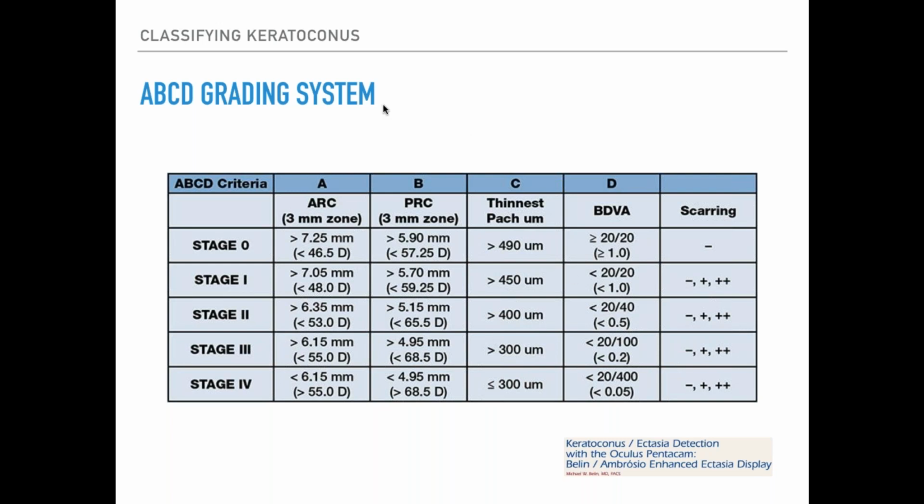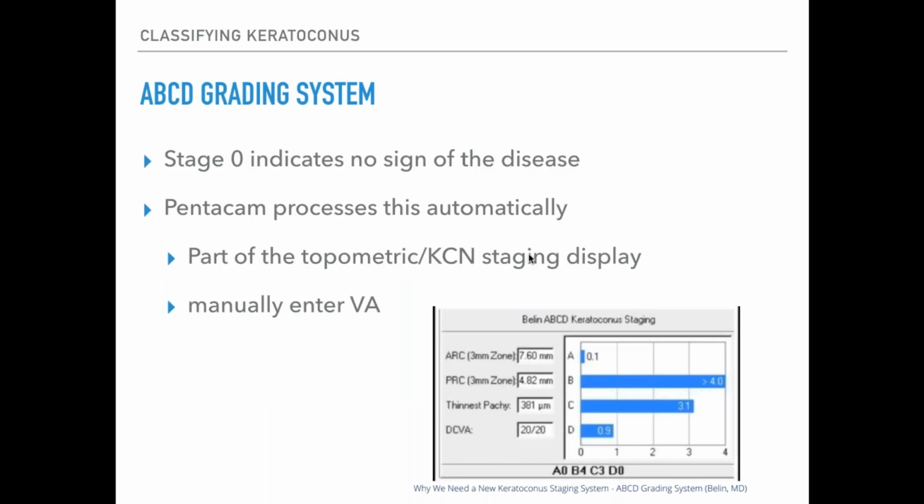That's going to allow us, when we see the whole score, A through D, to determine exactly what area of the cornea is involved and exactly what kind of treatment is going to be best for that patient. Another big advantage here is you can see stage 0 is basically the absence of keratoconus: somebody with 20/20 or better vision, who has normal pachymetry and normal anterior and posterior radius of curvature. Again, it's automatically processed. It shows up in the keratoconus staging display, and here's how it reads down here.